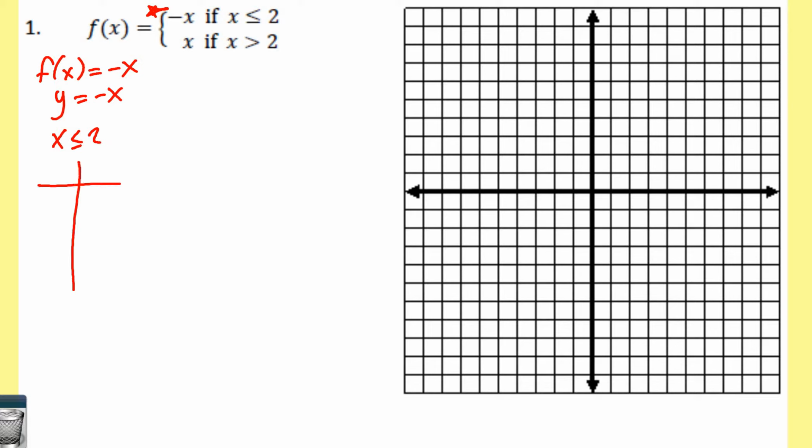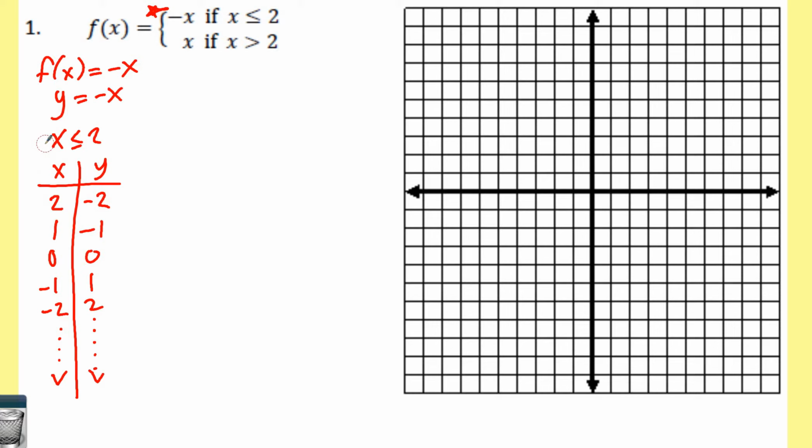If I were to make a t-chart, we could only plug in x values from 2 and lower. If I plug in 2 into my equation, I get -2, plug in 1, I get -1, plug in 0, well, -0 is just 0, plug in -1, I get 1, plug in -2, we're seeing a pattern. We know that's going to keep going, but I'm not going to go greater than 2.